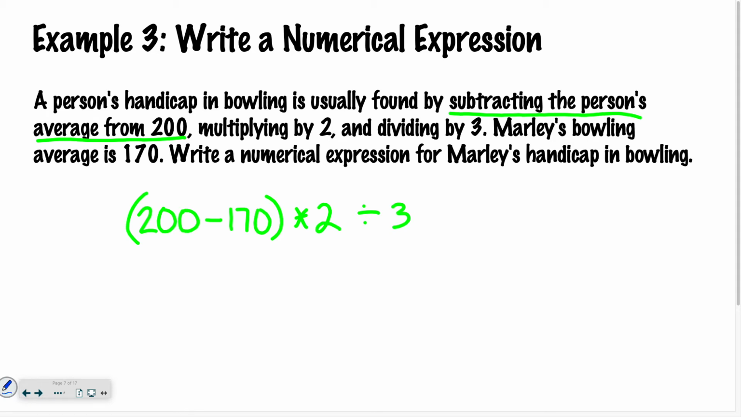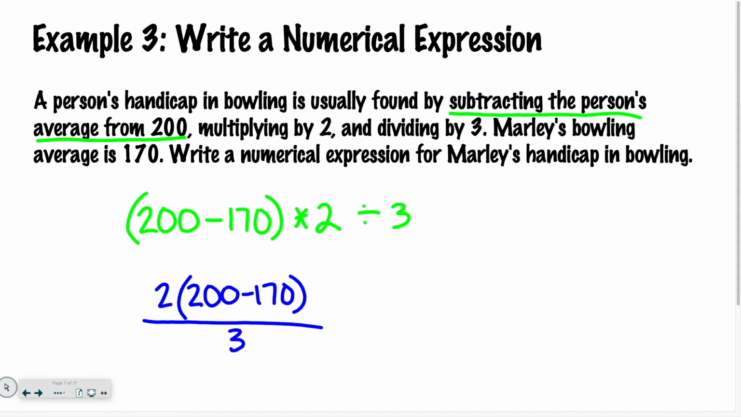I could also write it as a fraction. I could say 200 minus 170, put parentheses, and then I could just put the 2 outside of the parentheses because that means it's going to be multiplied, and then a 3 on the bottom. Both of those are acceptable ways to write this numerical expression.